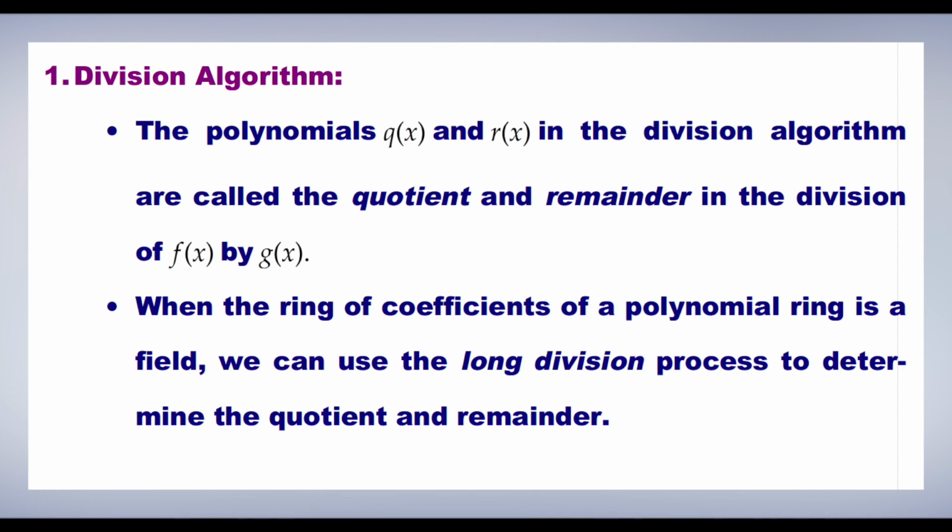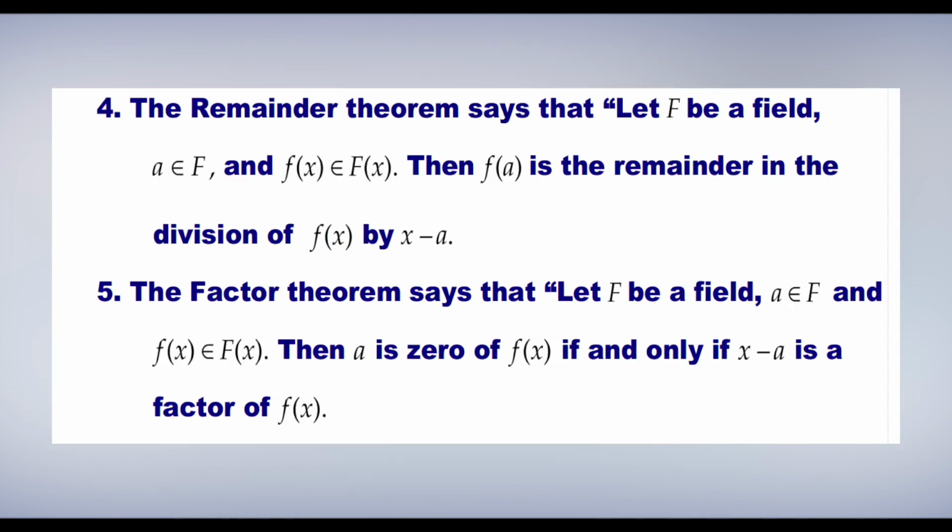When the ring of coefficients of a polynomial ring is a field, we can use the long division process to determine the quotient and remainder. The remainder theorem says that let F be a field, a belongs to F and f(x) belongs to F[x]. Then f(a) is the remainder in the division of f(x) by x - a. The factor theorem says that let F be a field, a belongs to F and f(x) belongs to F[x]. Then a is a zero of f(x) if and only if x - a is a factor of f(x).